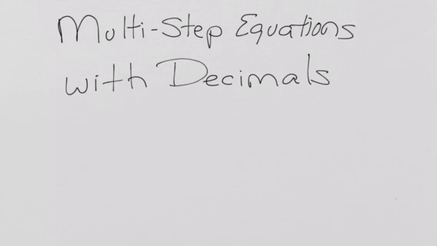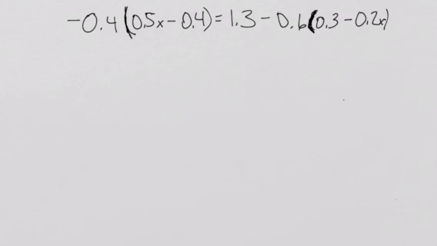Okay, today we're going to be doing multi-step equations with decimals. Now this is going to look a little confusing, so pay close attention. We always have to do our distributive property first, no matter what we do.